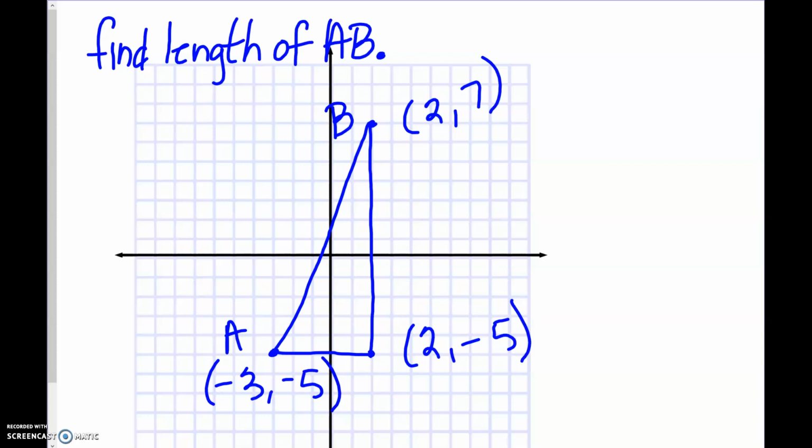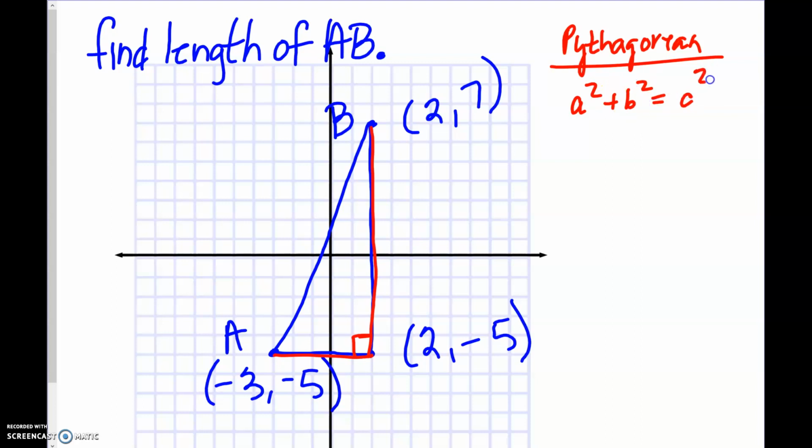If we've got the points (-3, -5), (2, -5), and (2, 7), we have a triangle here. Because it's graphed, we can see that one side is exactly horizontal and one is vertical. So this is making a right angle, so we have a right triangle. What we've been working with so far is called the Pythagorean theorem: a squared plus b squared equals c squared. And these are the legs.